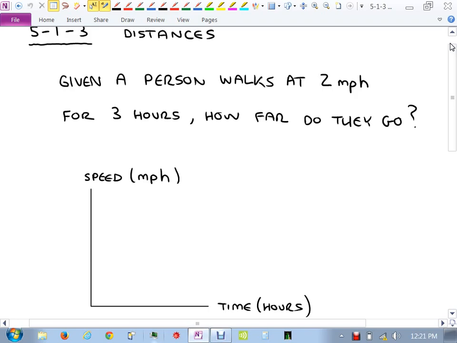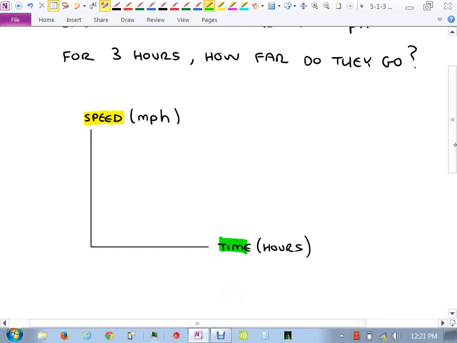So pay attention to the fact that we have speed on our y-axis and we have time on our x-axis. On the x-axis, I'm going to mark off how much? 3, right? Time, 1, 2, 3. And what was the speed of the walker? 2 miles per hour. So I'll just mark off 1, 2.